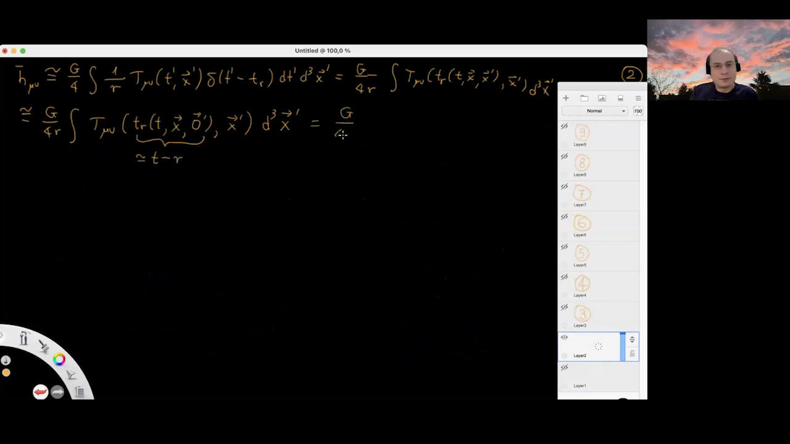Okay, so here's the formula: T mu nu at t minus r, x prime, d3x prime. That's already a fairly simple formula, but it can be simplified a little bit. Before we go on, do you have any questions on the derivation so far? Okay, I don't see any. So we have arrived at this thing here.